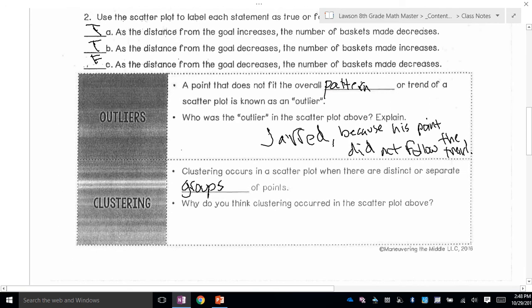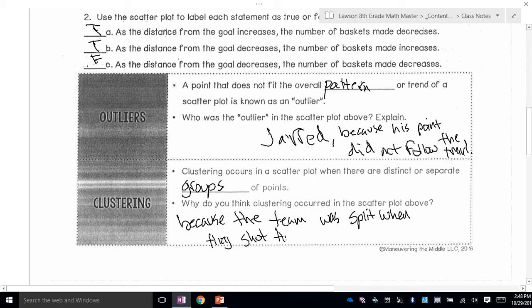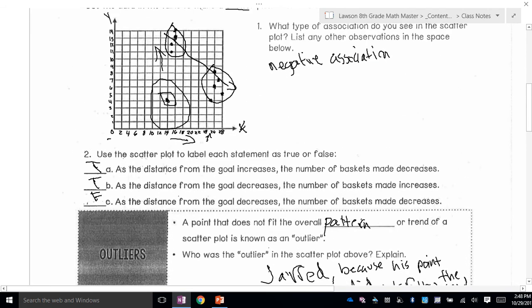So why do we think that the clustering occurred in the scatter plot? Because the team was split when they shot the goals. Very good. Okay, and so just from this graph up here, we can determine several things.